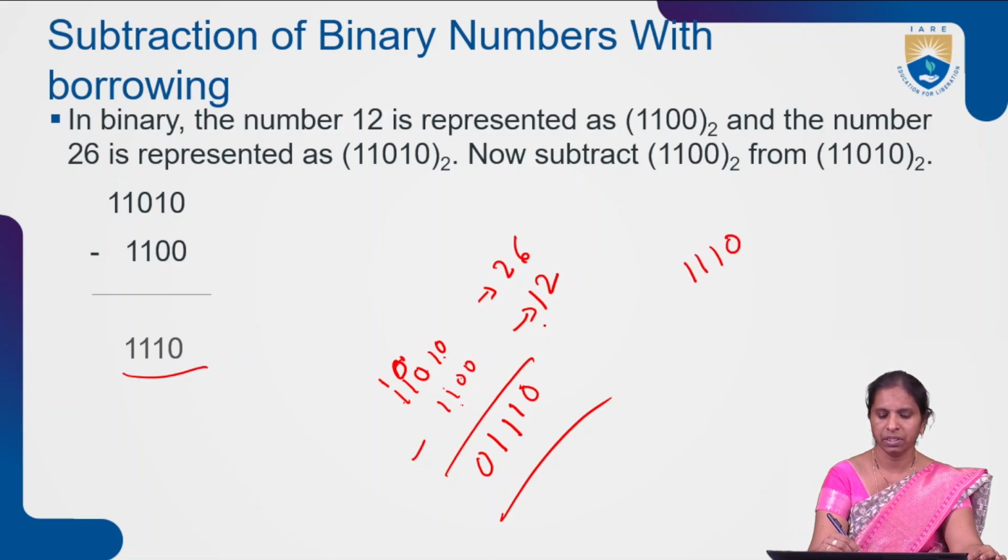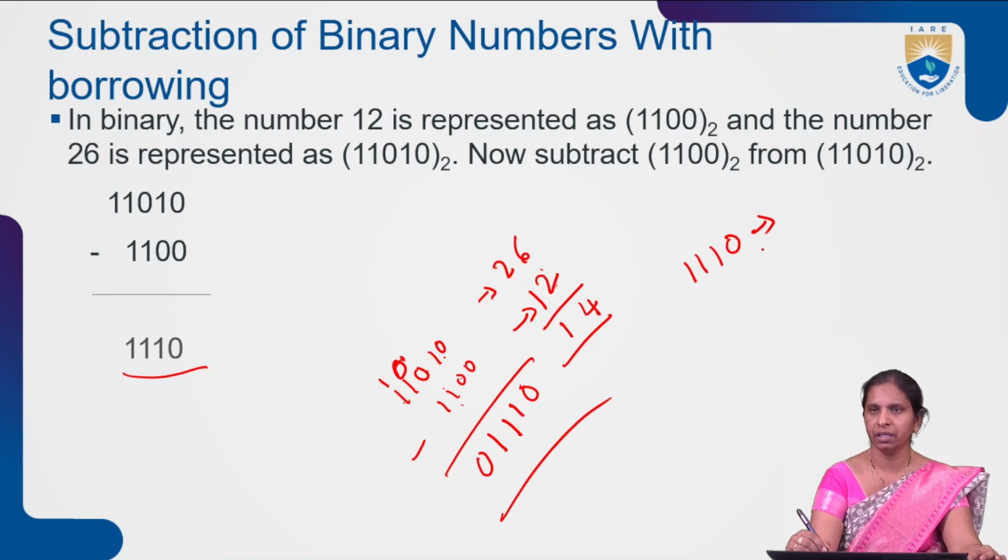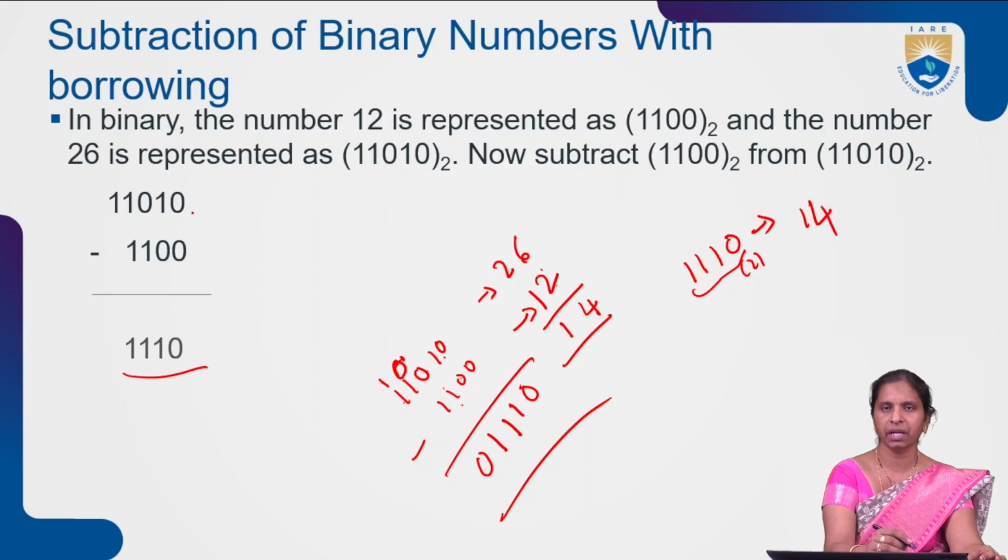1110. Therefore, 26 minus 12 equals: 6 minus 3 equals 4, and 2 minus 1 equals 1, so 14. Therefore, this is the binary number, and the number in decimal is nothing but 14. Like that you can subtract numbers with borrowing also.